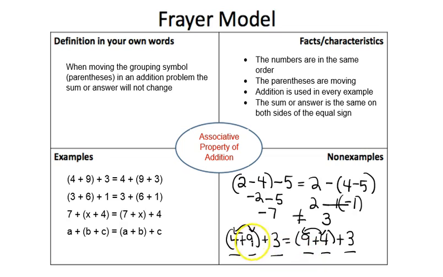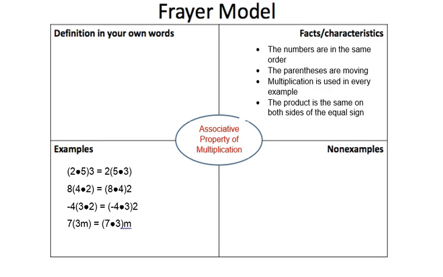The grouping symbols didn't move. The group is still around the 4 and the 9 and the 9 and the 4. The same two numbers are in the grouping symbols. So that's why it's not an example of the associative property. Let's move on to our next property.